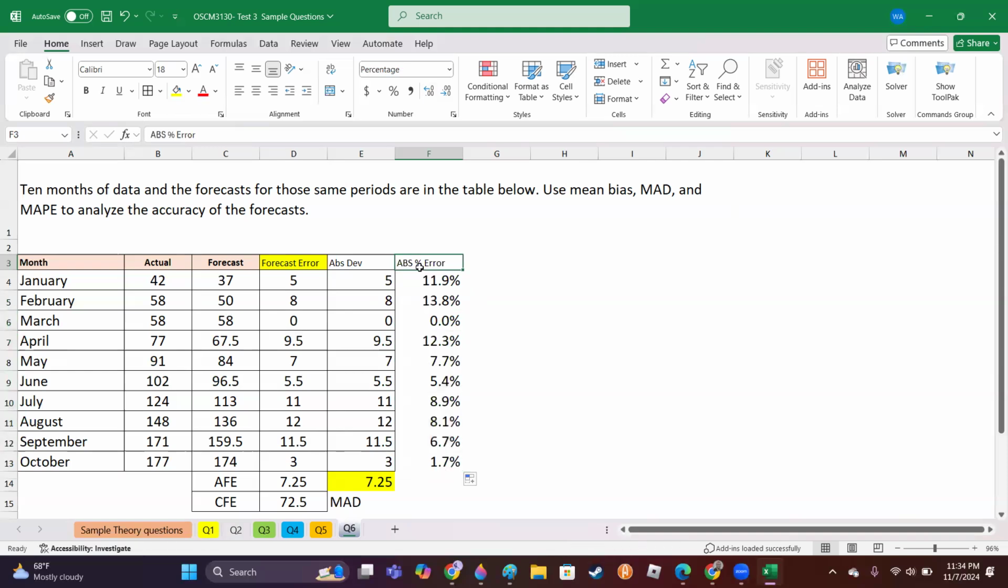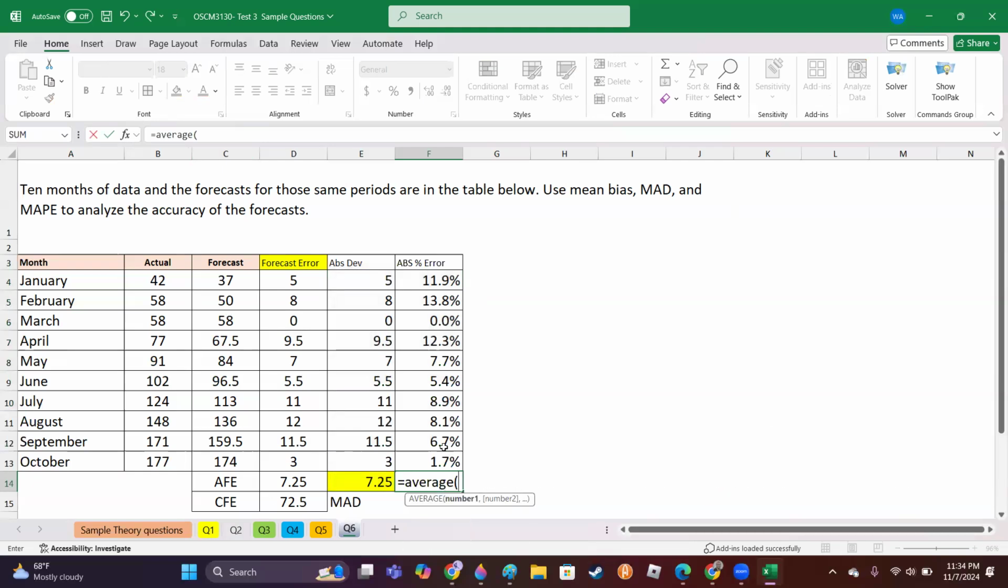Okay. And once you've done that, the last step will be to just get the average of this column. Okay. So my mean absolute percentage error is 7.7%, and that would complete this question here.